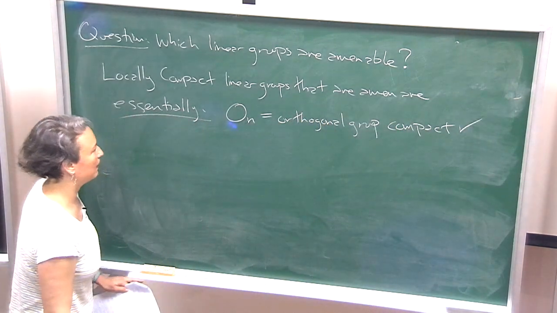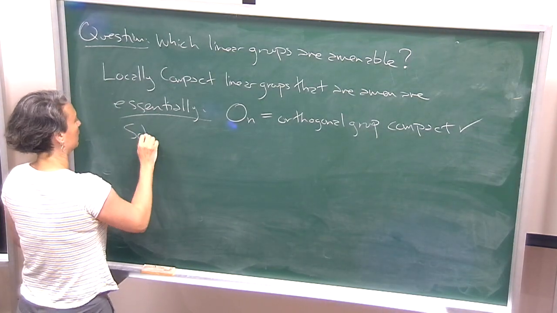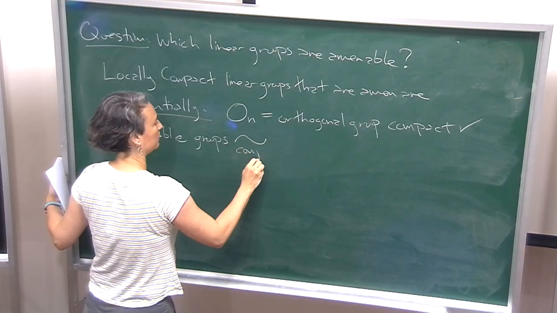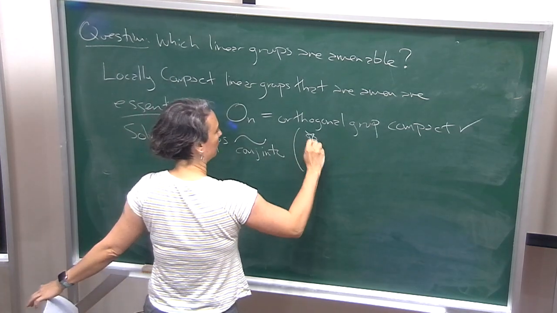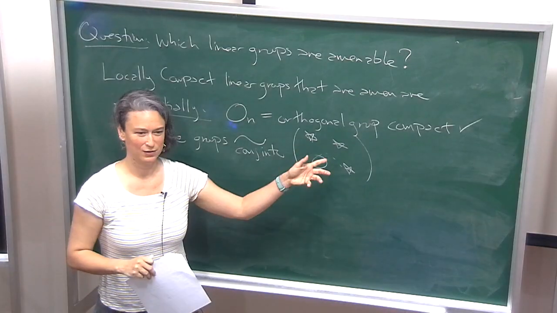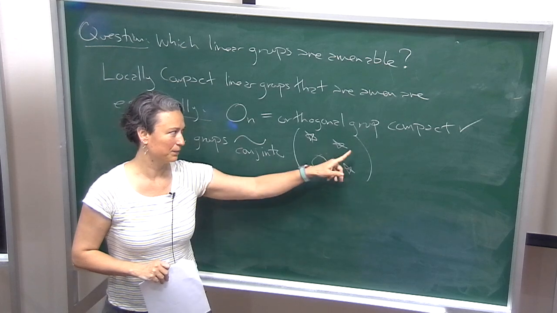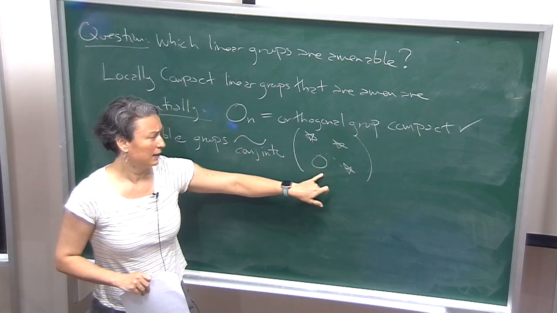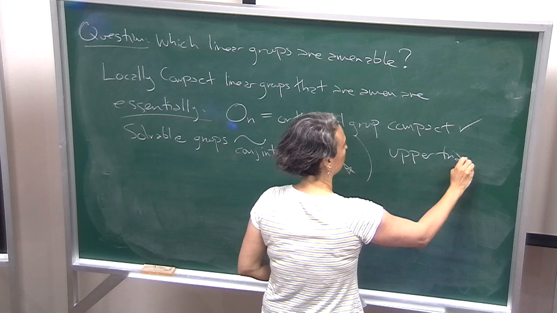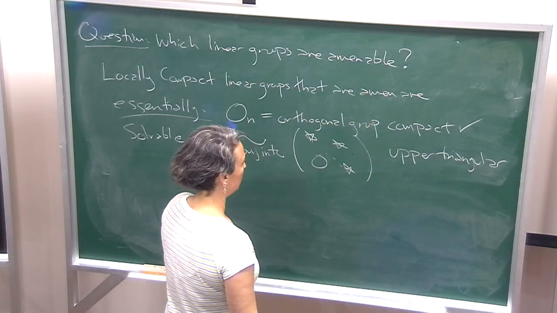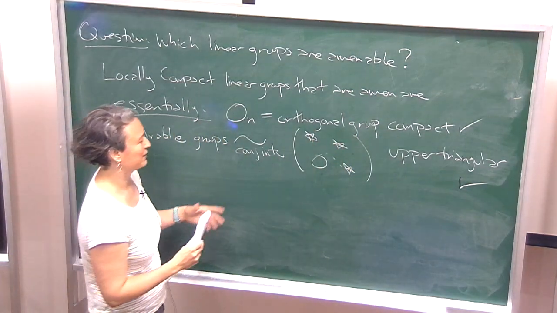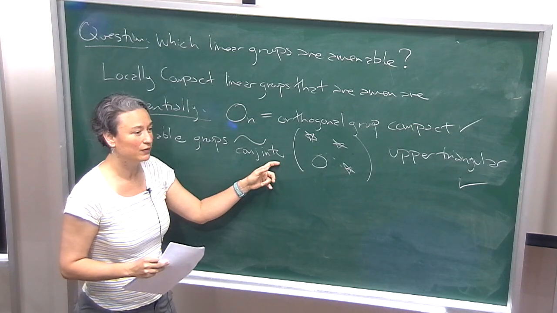Those are amenable, okay? Solvable groups which are essentially conjugate into the upper triangular group. Okay, so this is my floppy matrix notation. I have whatever I want on the diagonal, whatever I want above the diagonal, and 0 below the diagonal. These are upper triangular. This is amenable. Okay, yes? What did you write below that? Something you can't read. Conjugate into, okay?